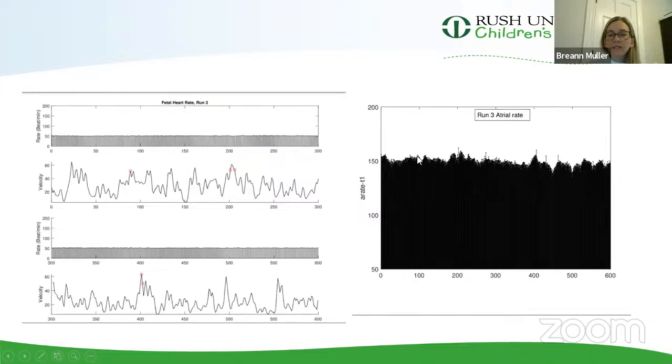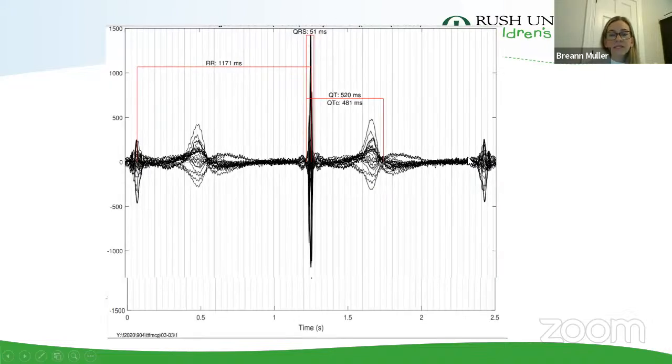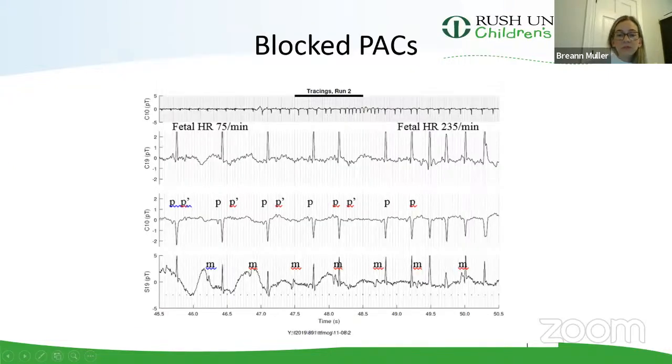And then here on the right-hand side, this is showing how they determine the atrial rate, and the atrial rate for this fetus was around 150 with normal variability. This is just the average of the different intervals that they provide in the report. So they look at the QRS duration and the QT, as I mentioned before. This example does not show the PR, but other ones will show the PR interval as well. And then I just want to show a couple of examples that I thought were helpful when thinking about fetal bradycardia. So this is a fetal MCG report of a patient with blocked PACs.